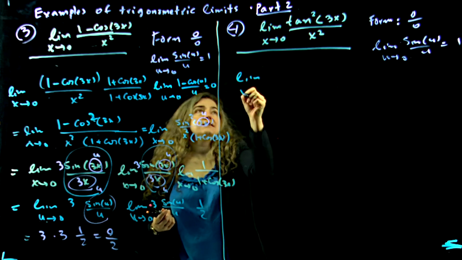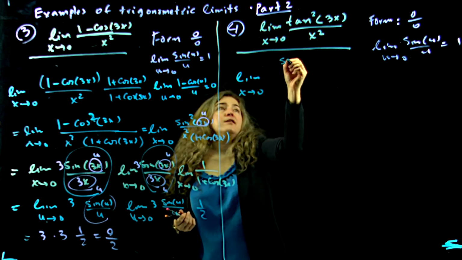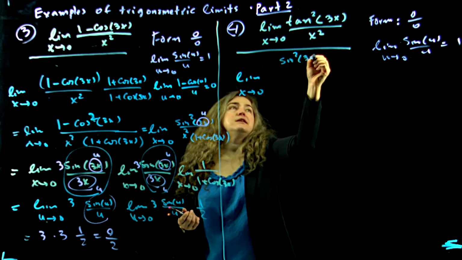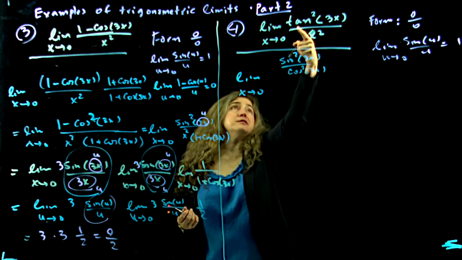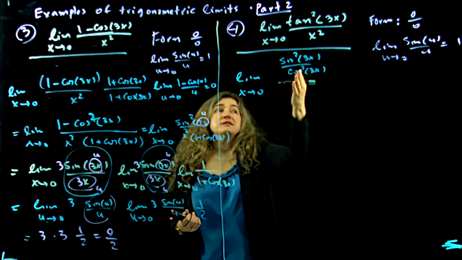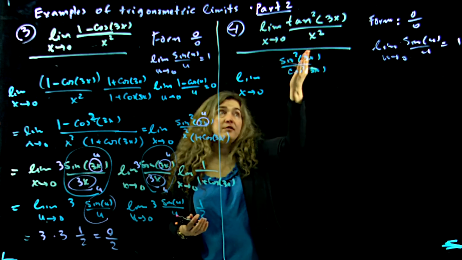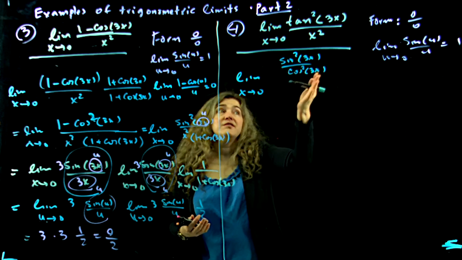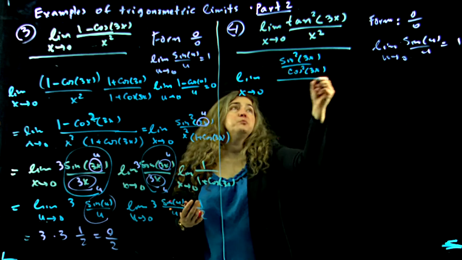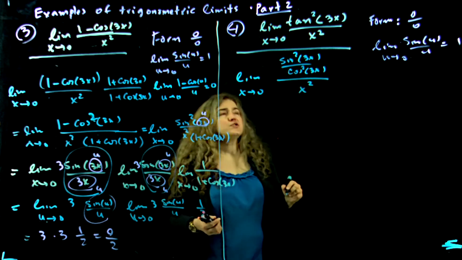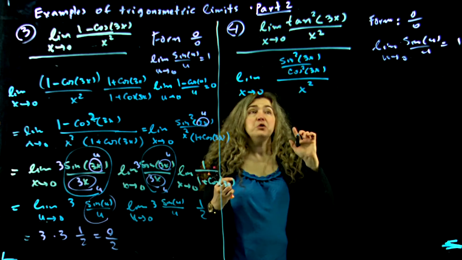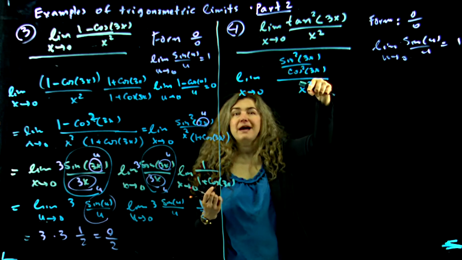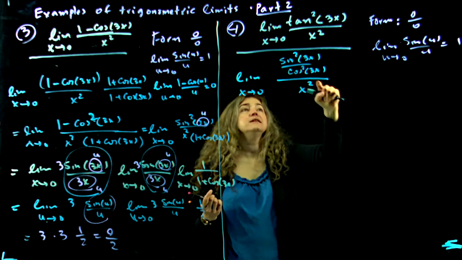So limit as x approaches 0 of sine squared 3x over cosine squared 3x. So I replace tangent by sine of this over cosine of that, but they have to be equal to power 2. So now I have this. Wait, this is a fraction in a fraction. I don't like it. Let's get rid of that.